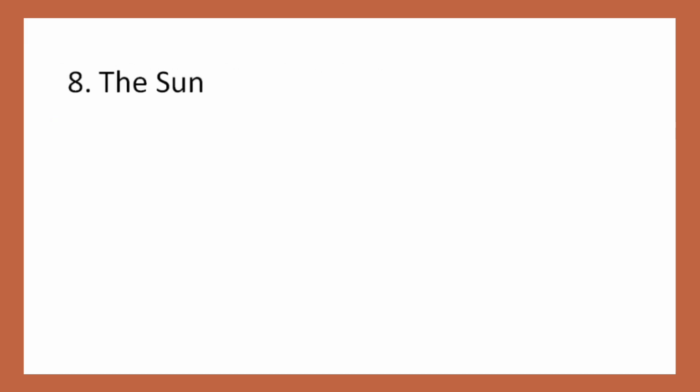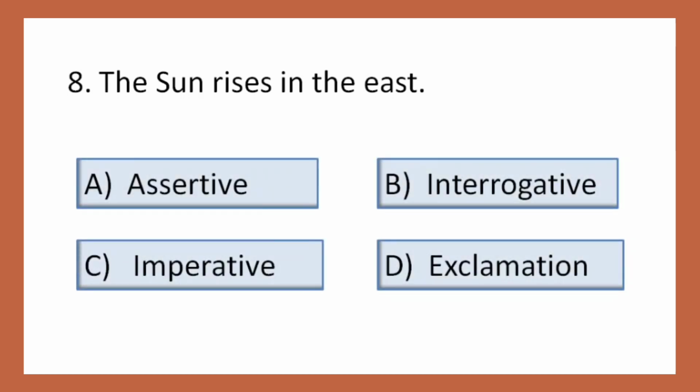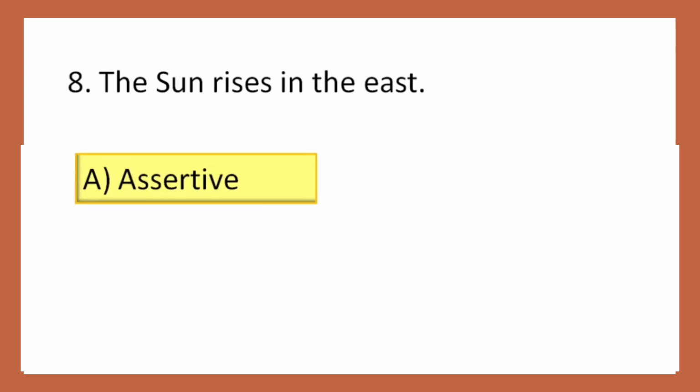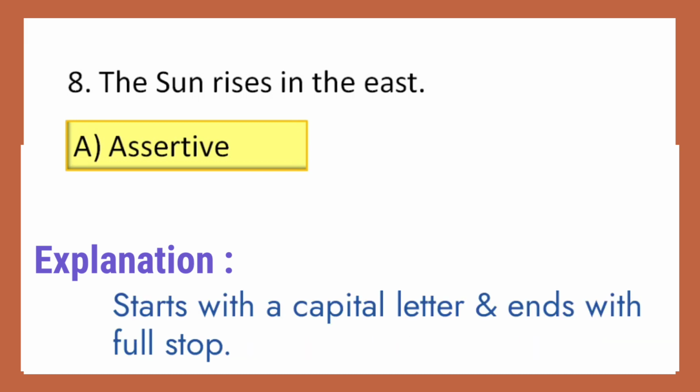Eighth question. The sun rises in the east. Options. Option A, assertive. Option B, interrogative. Option C, imperative. Option D, exclamation. The answer is option A, assertive. Explanation. This sentence starts with a capital letter and ends with a full stop.